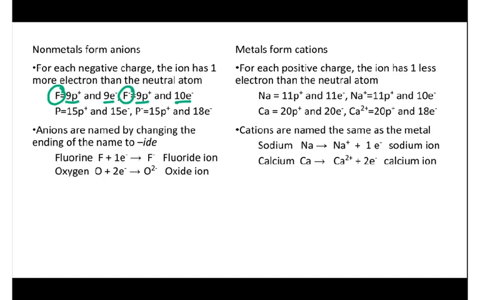Metals become positive, so instead of adding on an extra electron, here we're releasing an electron. 11 protons and 10 electrons gives us a positive ion, versus the neutral atom, which was 11 and 11. Notice we never changed the protons. Here we have 11 and 11, and the electrons are what changed. Here we have 9 and 9, and the electrons are what changed. So the protons always stay the same, the electrons are what is actually changing.